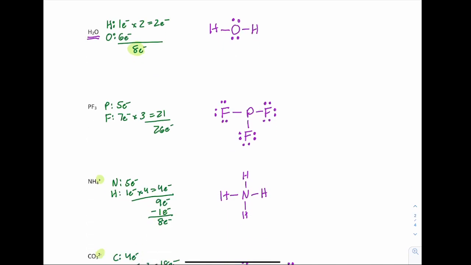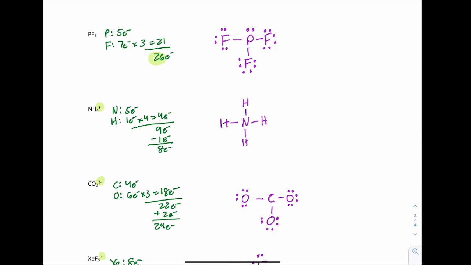PF3, phosphorus trifluoride, now that we know how to name stuff. So I have 2, 4, 6, 8, 10, 12, 14, 16, 18, 20, 22, 24. I need 26. So I have 2 electrons left over, and I'm going to put those on the central atom. Try to get all this highlighter off of here and fix my structure. I lost some electrons in the process. Okay. Lone pair on phosphorus.